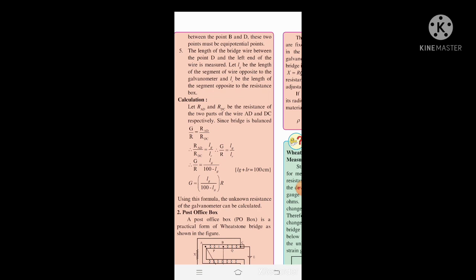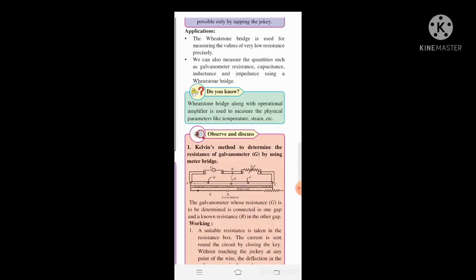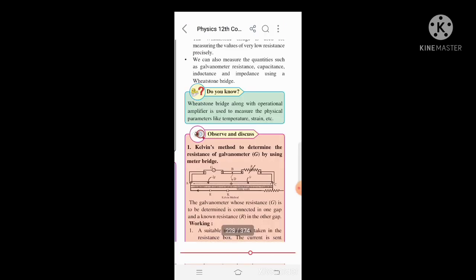Then between the points B and D, these two points must be equipotential points. Point B and point D having the same potential means these two points are equipotential points. So there is no flow of electric current from B to D and the circuit is balanced.